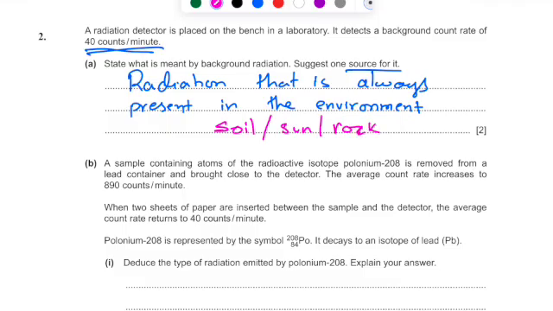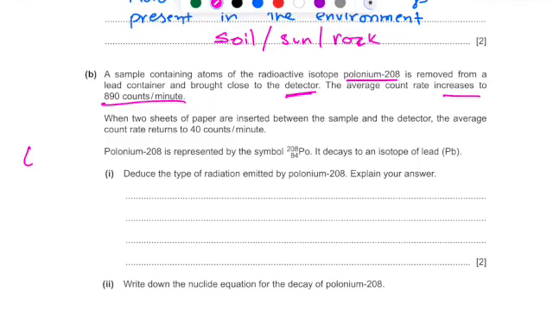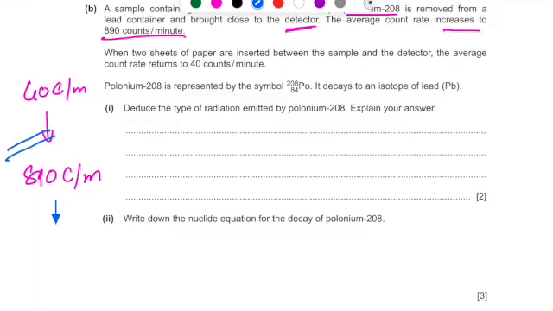A sample containing atoms of a radioactive isotope polonium is removed from a lead container and brought close to the detector. The average count increases. Basically it was 40 counts per minute, and now it is increasing to 890 counts per minute. When two sheets of paper are inserted between the sample and the detector, the average count again comes down to 40.